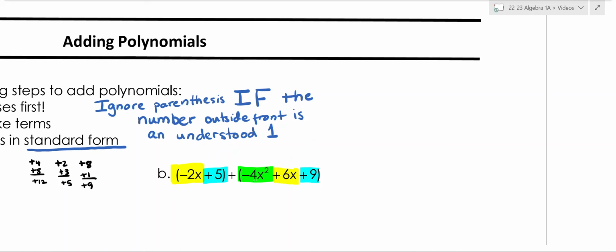And because I can see that this x has an exponent of 2, I'm going to write that one first, because I'm thinking ahead. And then negative 2x and positive 6x, so my brain is thinking negative 2 plus 6. So positive 4, so this is plus 4x. Then the blue ones are positive 5 and positive 9. So that's positive 14.